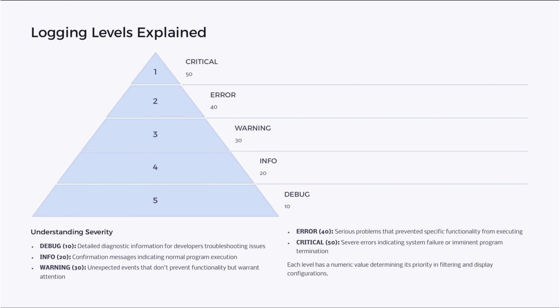Logging levels are crucial for managing application behavior. Debug 10 captures detailed diagnostics for developers. Info 20 confirms normal operations. Warning 30 signals potential issues without halting execution. Error 40 highlights serious problems affecting functionality. Critical 50 indicates severe errors threatening system stability. Each level's numeric value helps prioritize and filter log messages effectively.